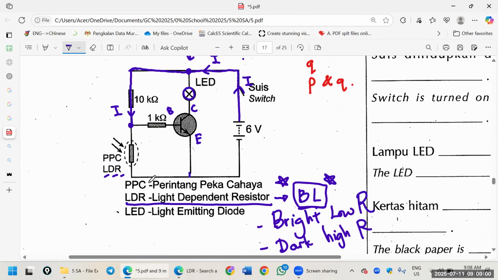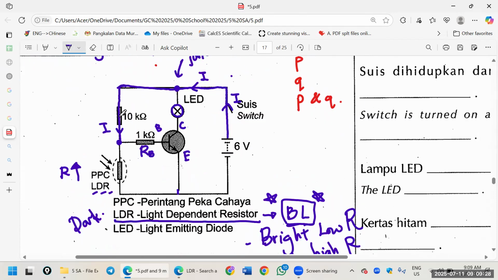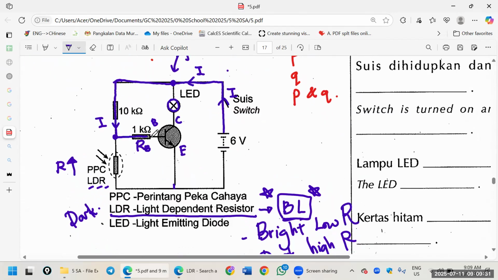Okay, good. Now let's say it is in the dark. The LDR resistance would be very high, higher than this 1k ohm. By the way, this 1k ohm, we set it in front of the base, so we also call it the base resistance. Since the LDR is too high and current wants to go the easier, low resistance way, congratulations, you have IB now.